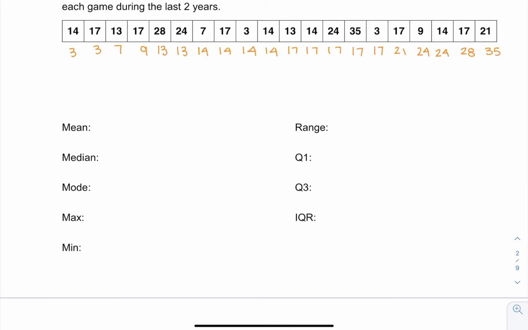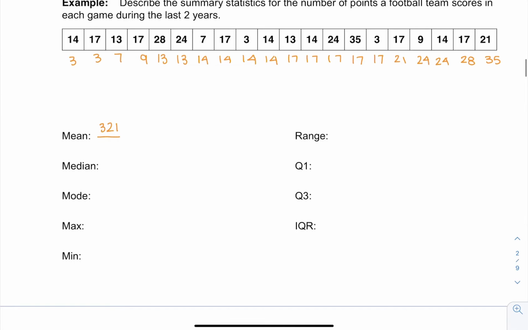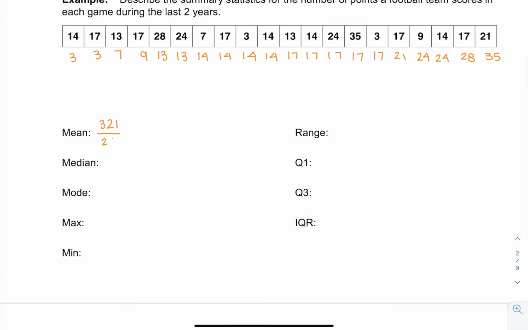So now that our data is in order, we can figure out all of these summary statistics. So the first one that we can figure out is the mean. So to find the mean, I would add up every single number that I saw there. And when I add them up, for the sake of time, that is 321. And I divide by the total number. So there are 20 different scores here, so divide by 20. When I do that, my mean turns out to be 16.05. So that means on average, this team scored about 16 points.